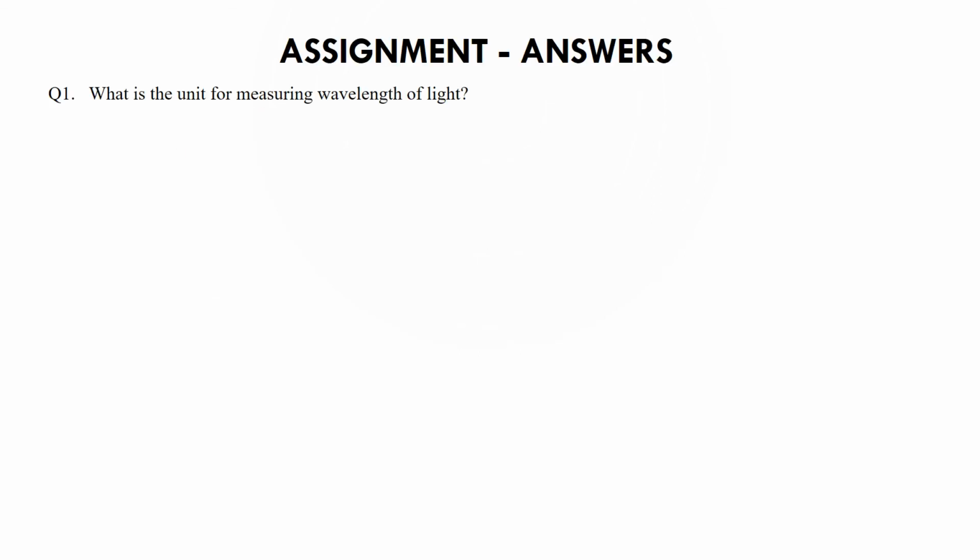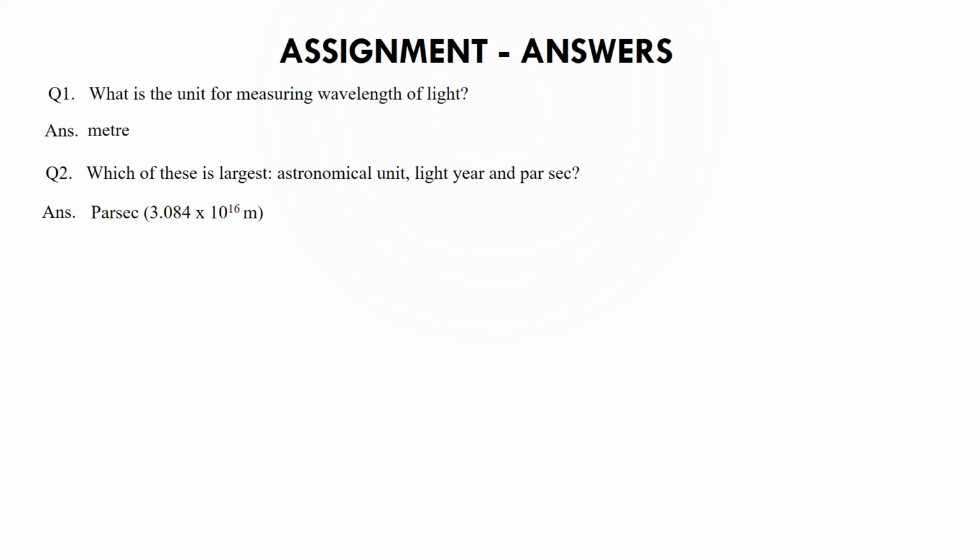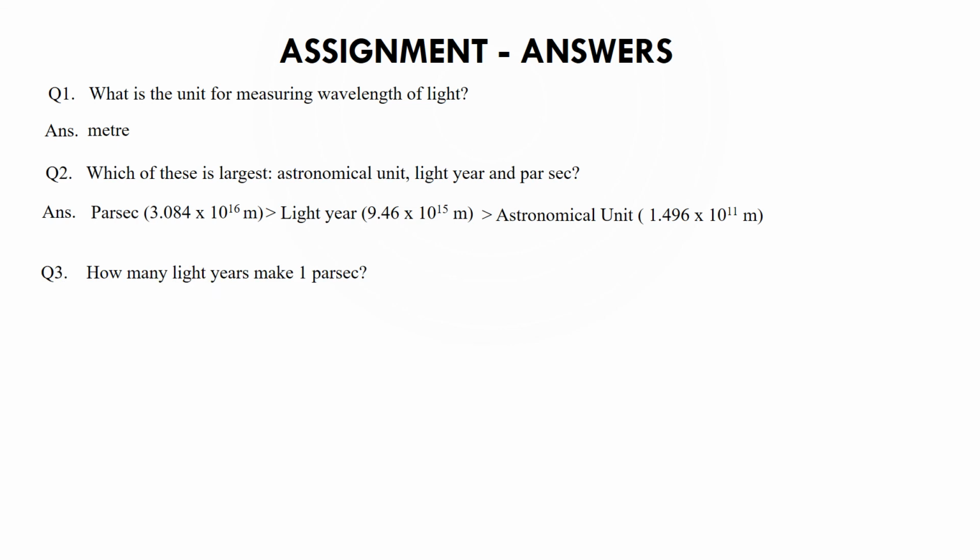Question number 1: what is the unit for measuring wavelength of light? Answer is meters. Which of these is largest? Parsec, which is in 10 to the power of 16 meters, is greater than light year, which is in 10 to the power of 15 meters, and astronomical unit is 10 to the power of 11 meters. So parsec is the largest.